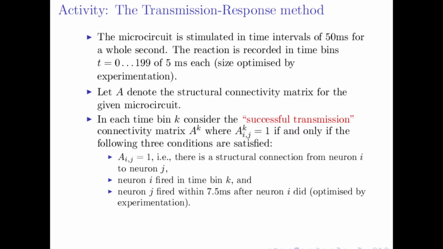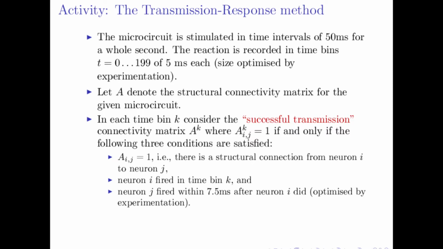If A is a structural connectivity matrix, then you can construct the successful transmission matrices A^K, for K between 0 and 199. A^K will be 1 if and only if the following three conditions are satisfied. One, neuron I is actually connected to neuron J. I didn't say that the neurons in that system are all numbered. Each one of them has a name, which is just a number between 0 and 31,000.